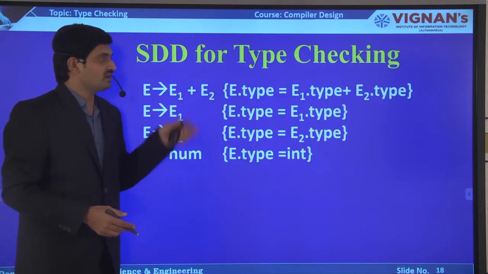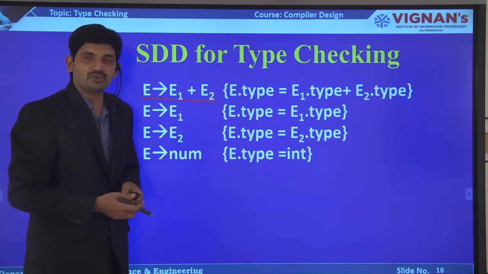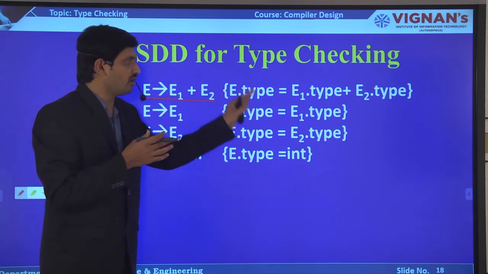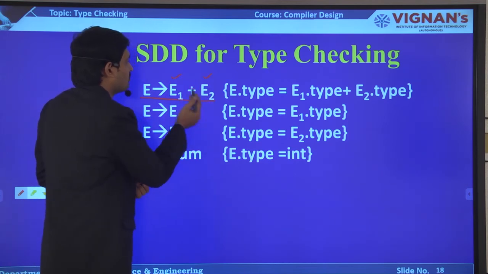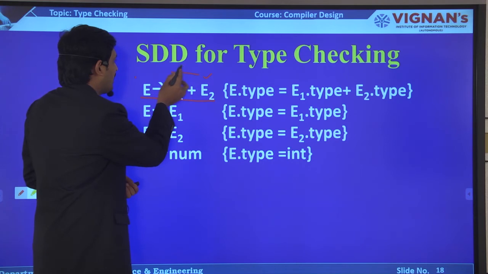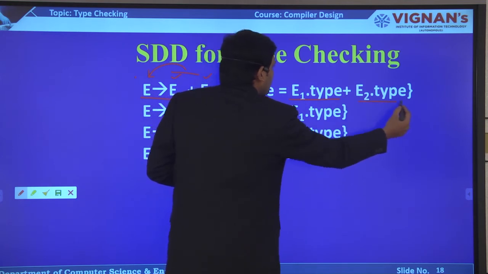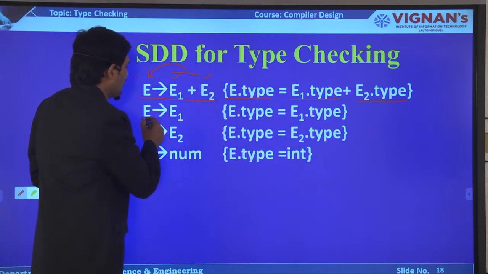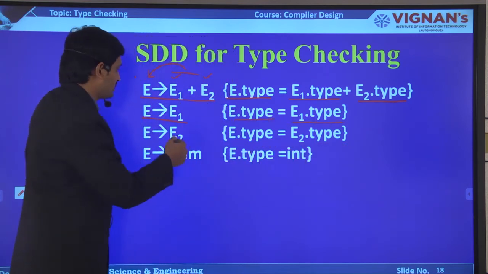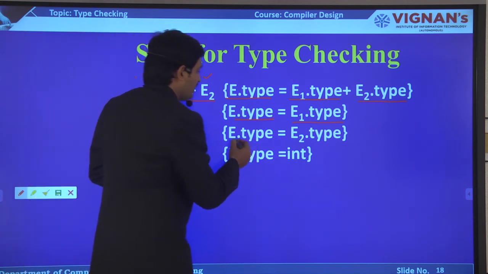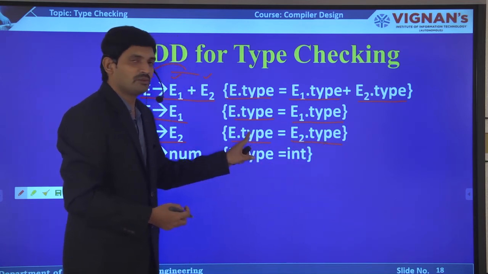Okay, let us discuss the SDD for type checking. Here there is an expression E equal to E1 plus E2. Let us say we are going to deal with all these expressions as integer numbers only. After performing the addition between E1 and E2, I assign that value to E. So I wrote E dot type equal to E1 dot type plus E2 dot type. Then the next one, E tends to E1. That means E1 dot type is assigned to E dot type. Next, E tends to E2. That means E type equal to E2 type. Whatever type we got for E2 is the type of E.